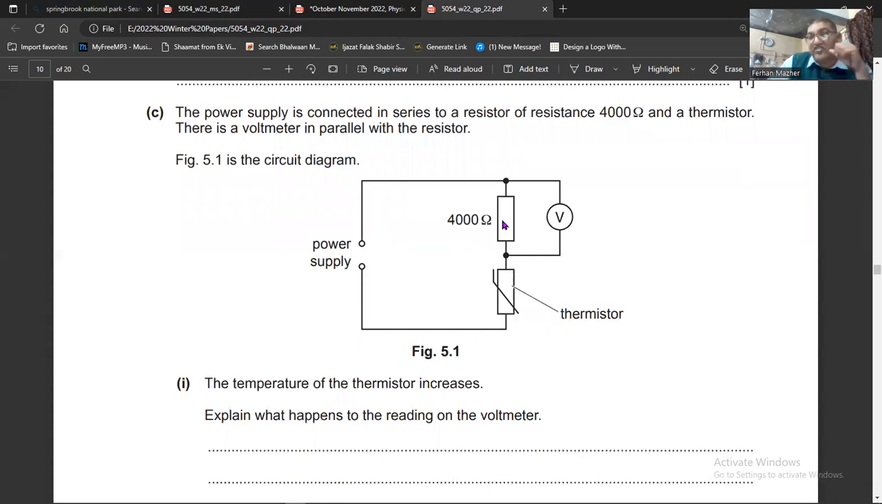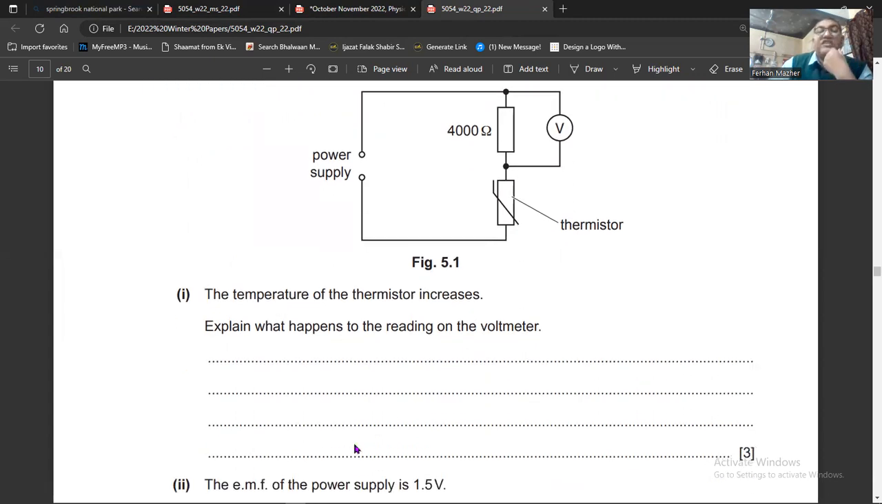So here is a fixed resistor, 4,000 ohm. There we have a thermistor whose resistance depends upon the temperature. If the temperature rises, resistance decreases. If the temperature becomes lower, its resistance becomes higher. The voltmeter is connected across the fixed resistor. The temperature of the thermistor increases. Explain what happens to the reading on the voltmeter.